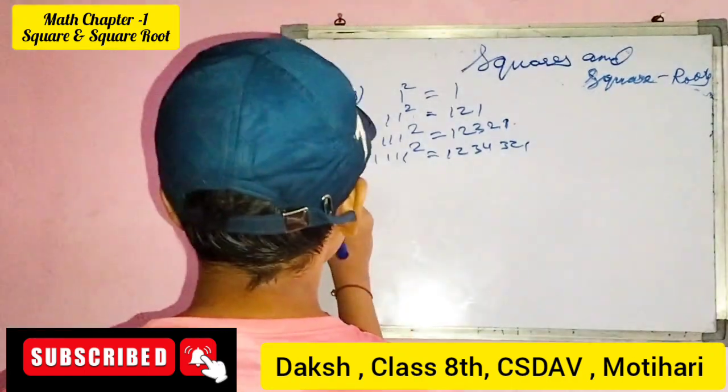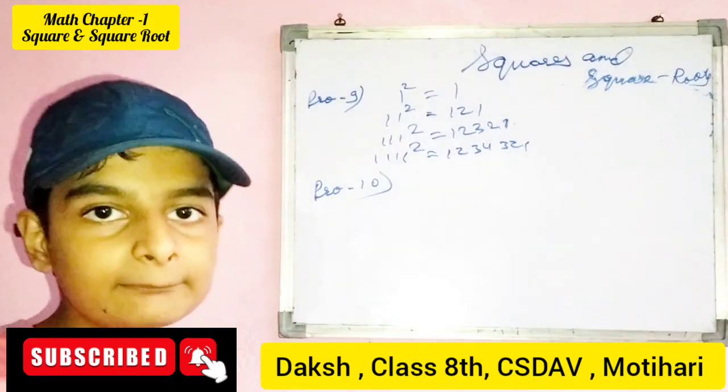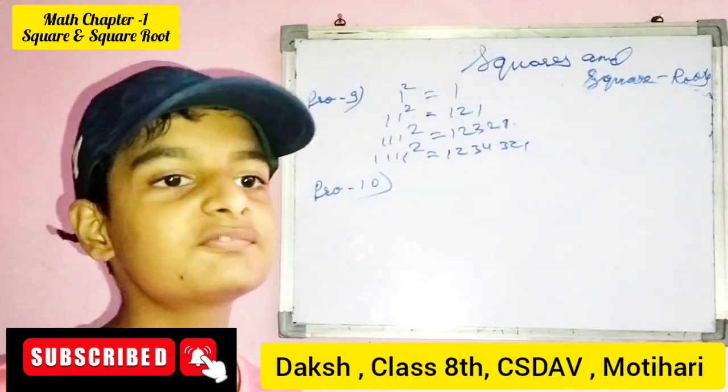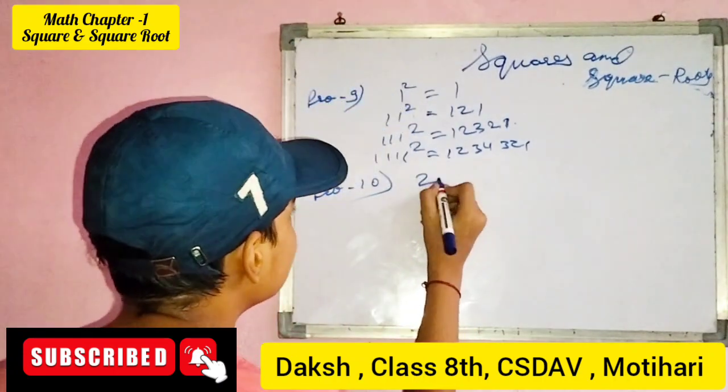Now property number 10 says that for any 2 digit number that ends with 5, this trick can be applied. Take for instance 25 square.